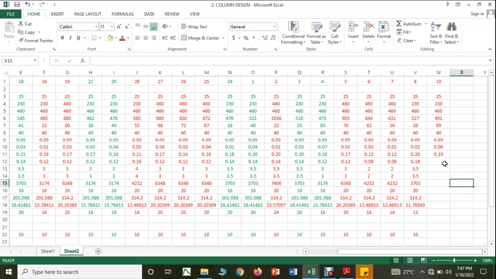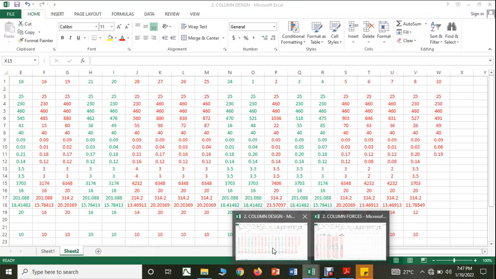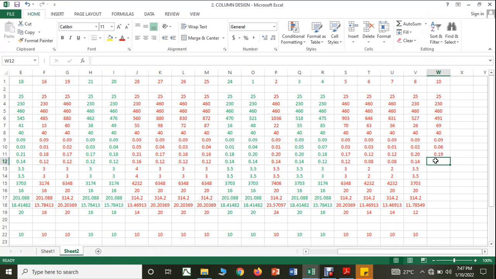So therefore 0.19, 0.06, 0.19 and you have 0.0246, which comes out to be 0.14%. Okay, so 0.14%, right, 0.14. So therefore when I do, it is 3.5. I'm going to maintain 3.5.